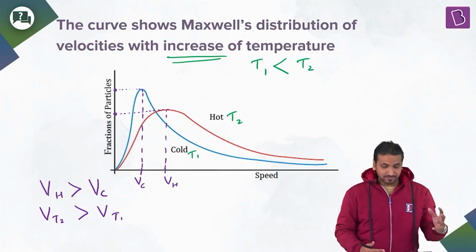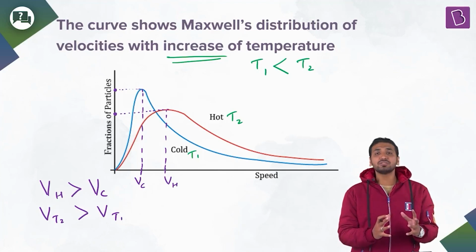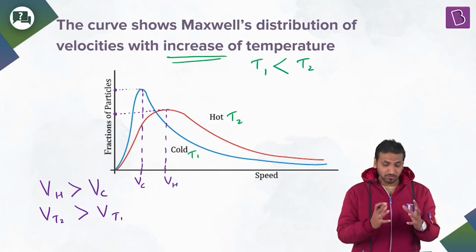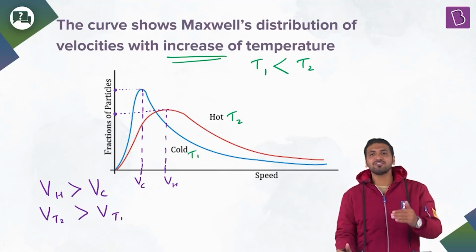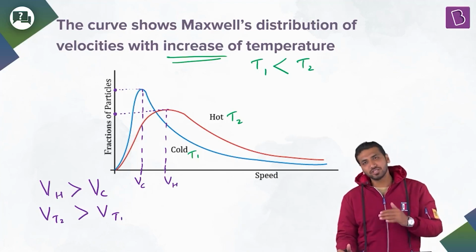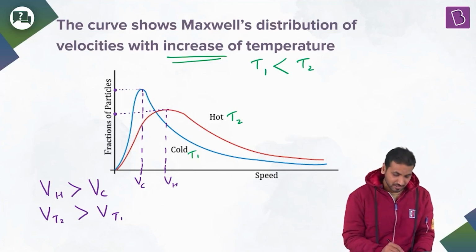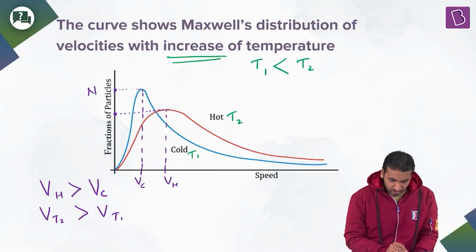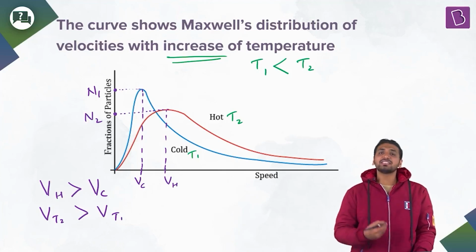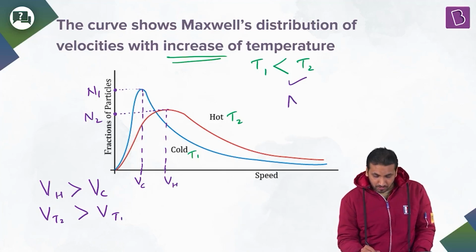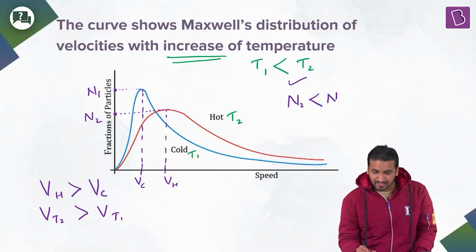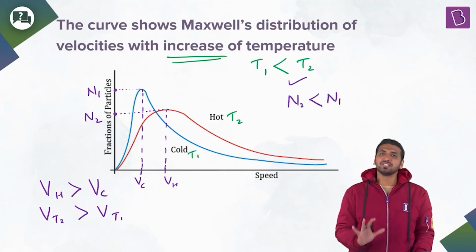So if the most probable velocity is increasing, obviously the fraction of molecules having that velocity is going to come down, which is clearly visible in the graph itself. If you number it as N1 and N2, as you are increasing the temperature, T2 is greater than T1, N2 is becoming less than N1. This is what is visible in the graph.